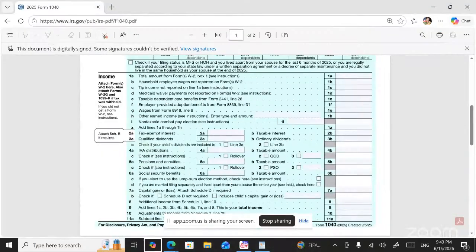If any salary is received for the entire year, the employer is going to prepare one W2 form. Four copies will be prepared by the employer. One copy will be submitted by the employer directly to the income tax department. The second copy will be issued to the employee.